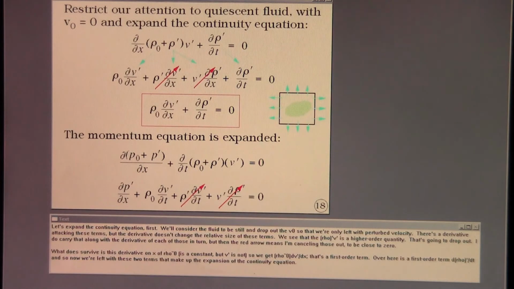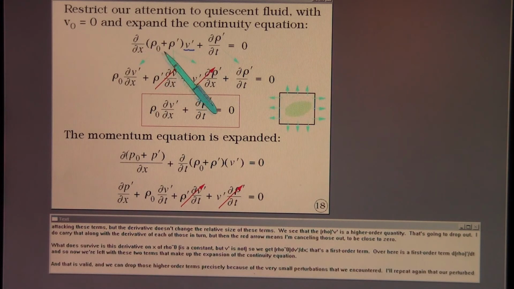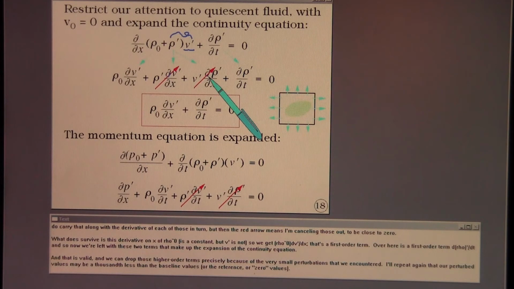We'll consider the fluid to be still and drop out the V0 so that we're only left with the perturbed velocity. There's a derivative attacking these terms, but the derivative doesn't change the relative size of these terms. We see that the rho prime v prime is a higher order quantity. That's going to drop out. I do carry that along and with the derivative of each of those in turn, but then the red arrow means I'm canceling those out to be close to 0.